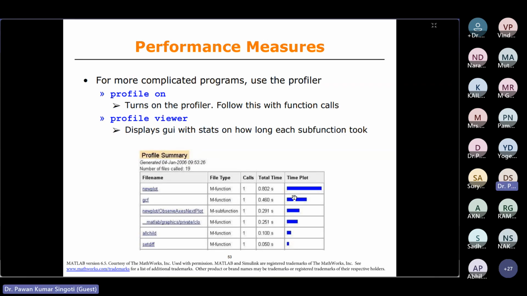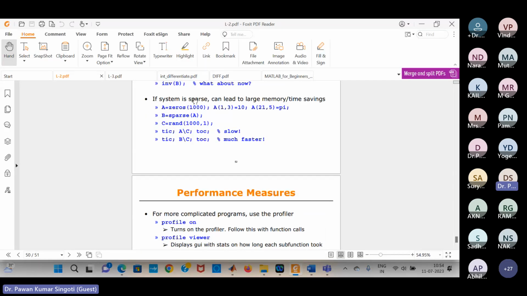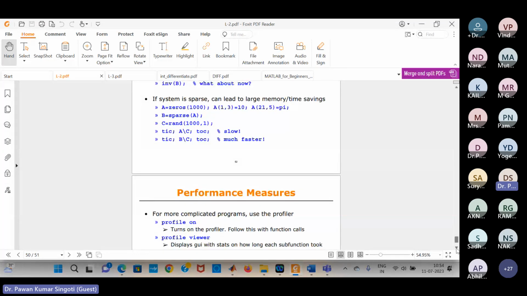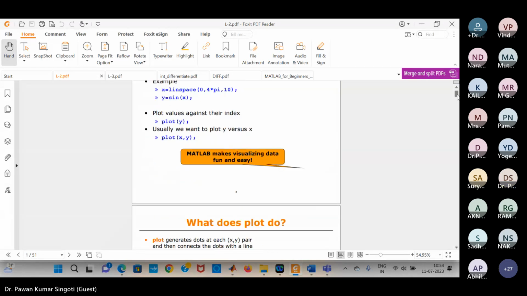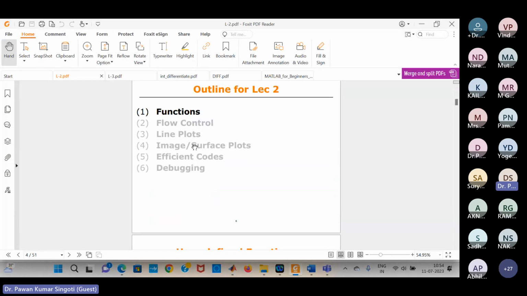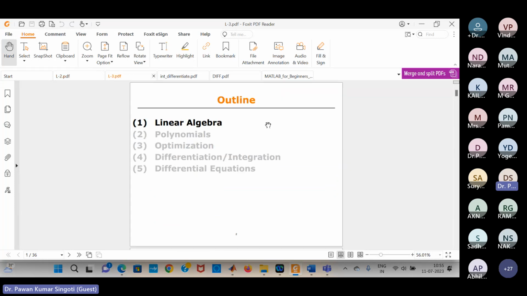So this part of the lecture is completed. Now I'm moving ahead to the second part. In the first part we completed plotting, loops, functions, flow control, line plots, image and surface plots, efficient code, and debugging. In this part, we will see some linear algebra, polynomials, and some optimization, differentiation, and integration of equations.